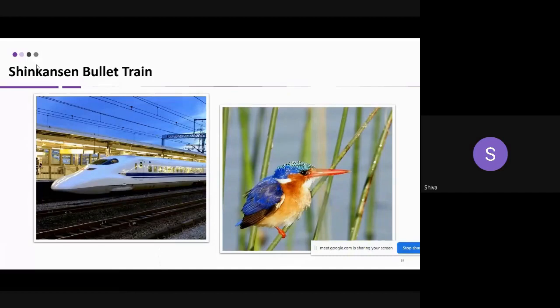And he designed the nose of the bullet train after a kingfisher. It apparently makes 15% less noise and uses less energy. So we will learn later on, this is what is called a challenge to design problem. You have a challenge, you look at biology and solve the challenge.